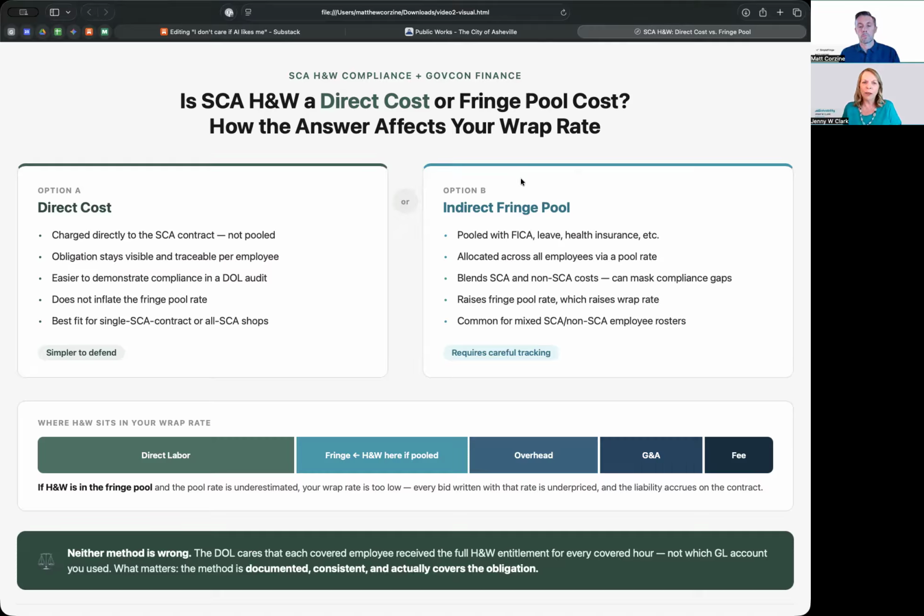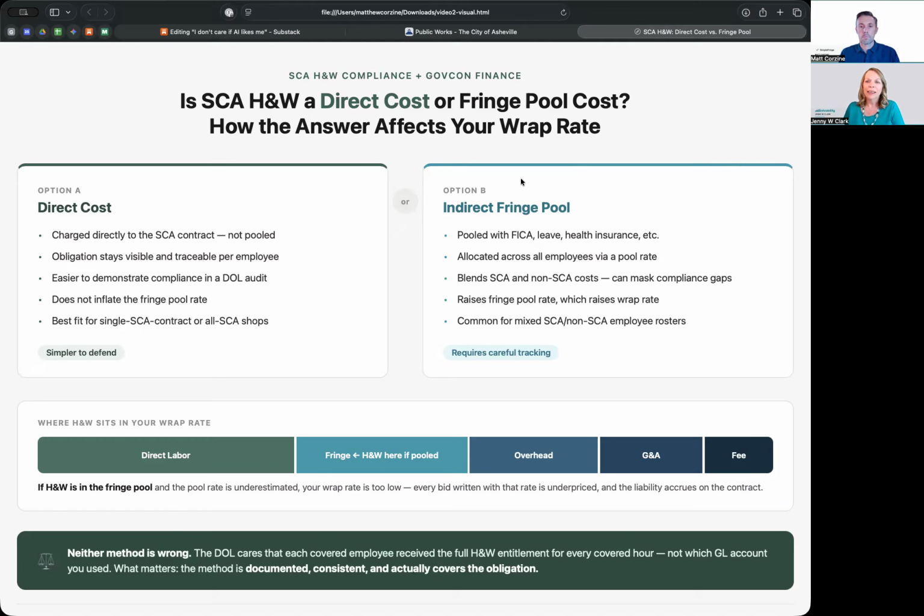If you do it as a direct cost, it doesn't affect the fringe rate at all, so it doesn't inflate the fringe rate. And it may be the best fit if you've only got one SCA contract, or everything that you do is under the Service Contract Act. So it's simpler to defend.